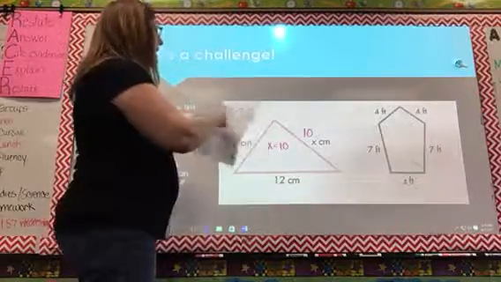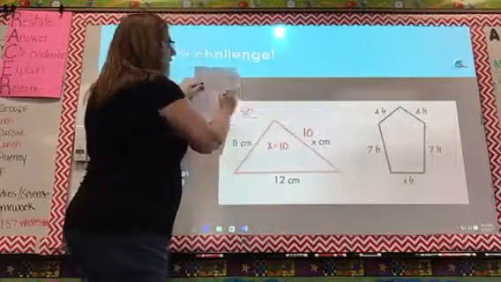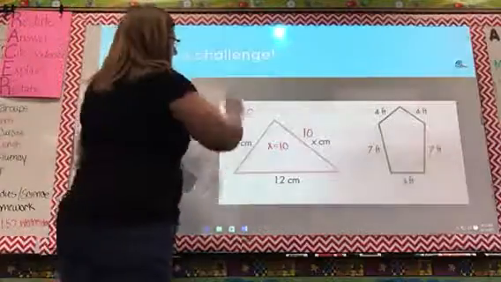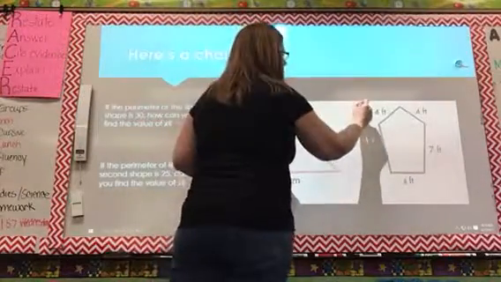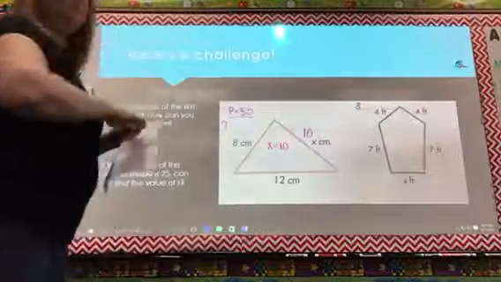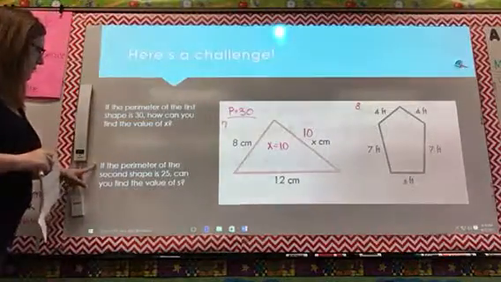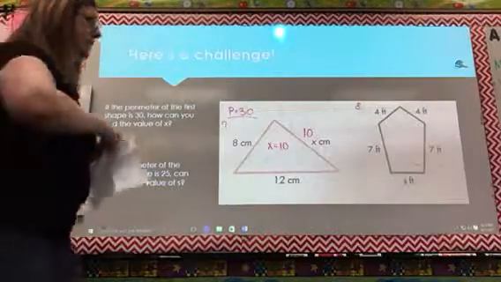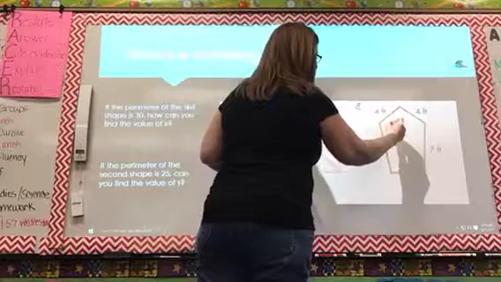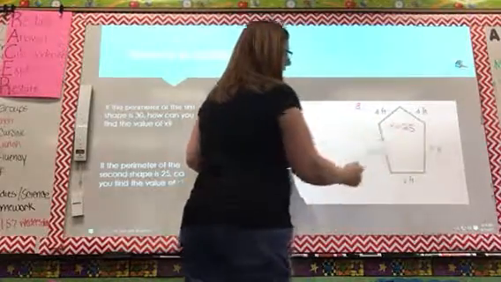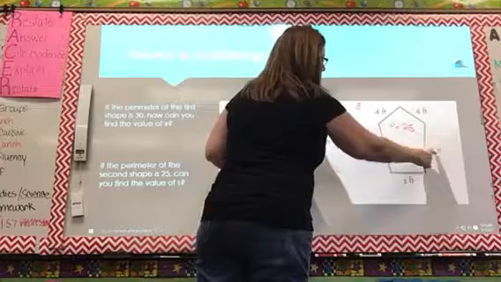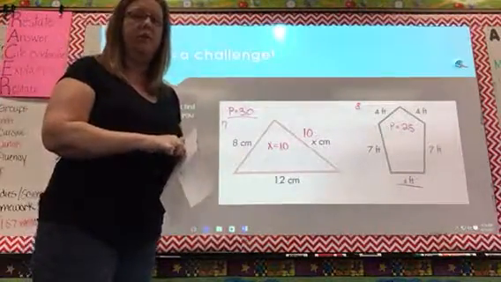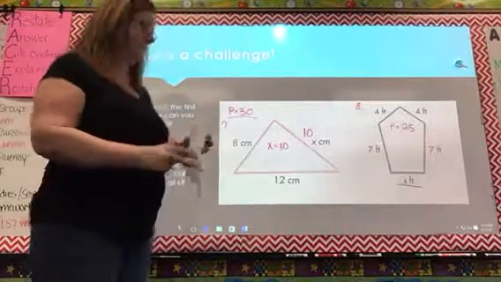So now on your paper, go ahead and write in your last box, we're almost done, number 8, okay? This right here was problem 7, so this one right here is going to be problem 8. Let's read what it says. If the perimeter of the second shape is 25, can you find the value of S? So for this one, the perimeter is 25. We know those sides, so how can you figure out S? Go ahead and pause the video, and I want you to try that one by yourself, okay?